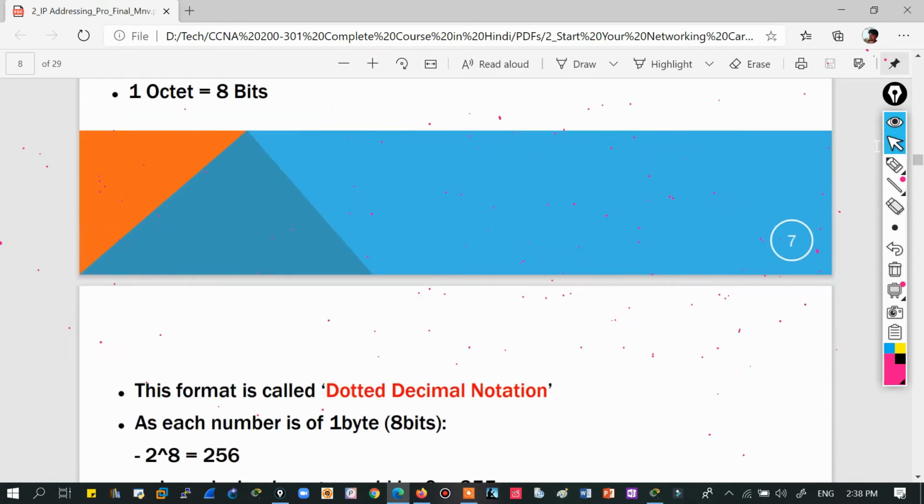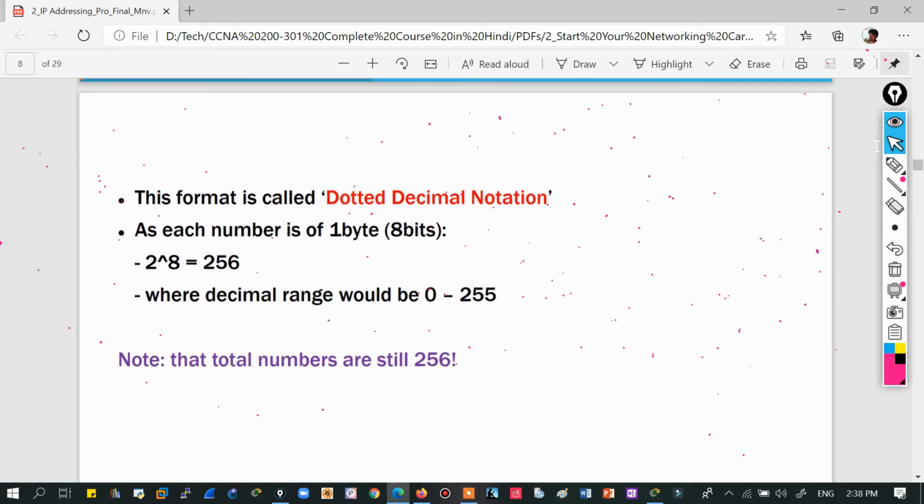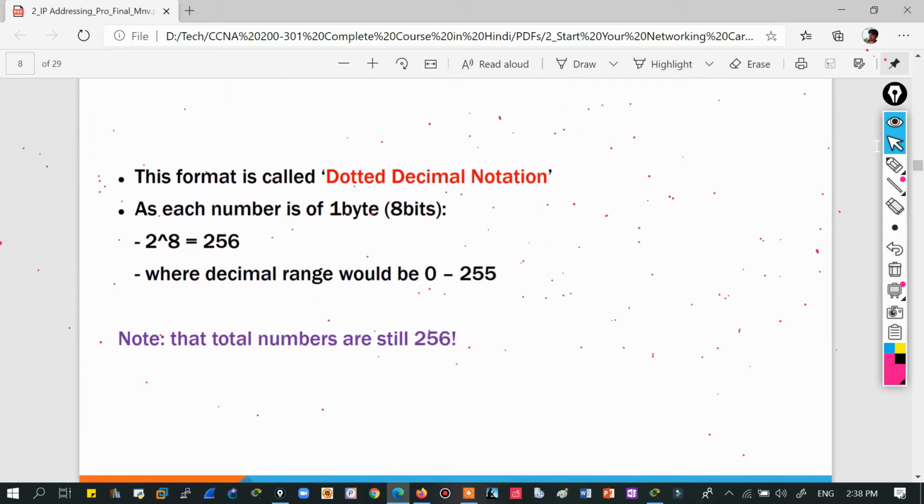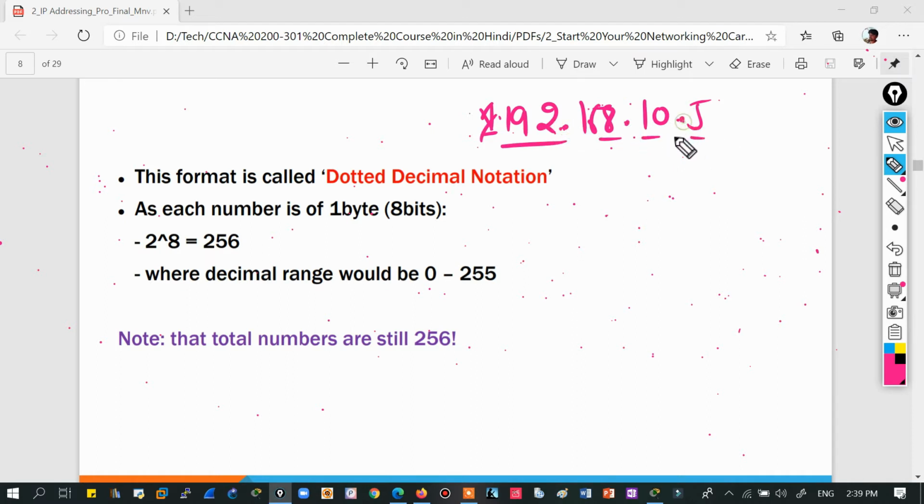So what about the next one? We have discussed that for humans to understand this, we need to convert it into decimal notation. So why do we call this dotted decimal? See, we have seen IP addresses like this, 192.168.10.5. You can see these are decimal numbers and they are separated by dots, 3 dots always. That is the reason they are known as dotted decimal notation, right? So these decimal numbers are separated by dots.